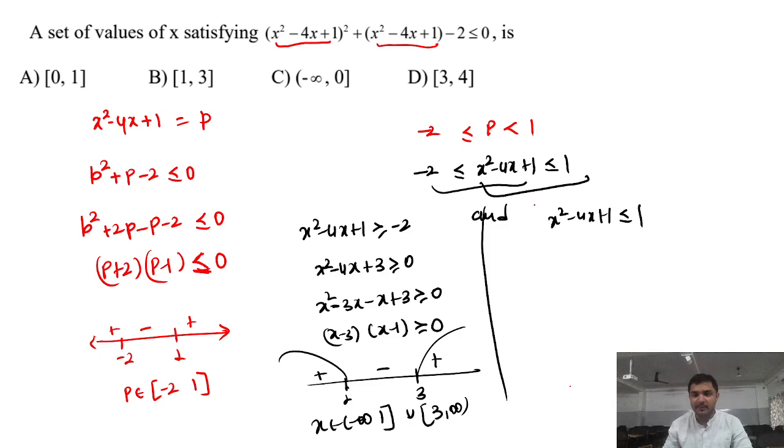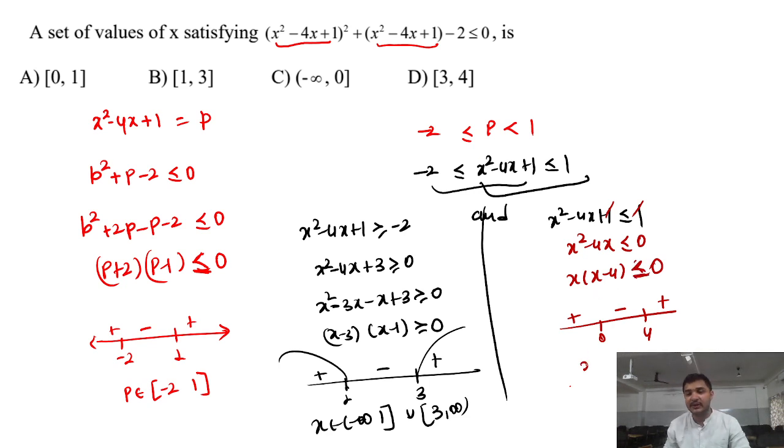If I'm solving the second part, what will I get? This 1 cancels out, and we get x square minus 4x less than equal to 0. Taking x common, x into x minus 4 less than equal to 0. On the number line, I'll be plotting 0 and 4, plus, minus, plus. Now you people let me know what I'll be getting. Less than means the negative sign will give us our answer. Equality is also there, so x belongs to 0 to 4.